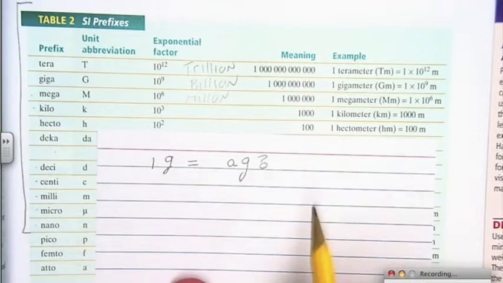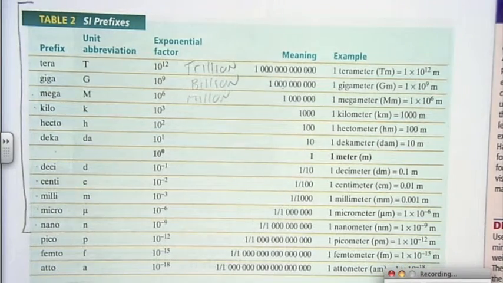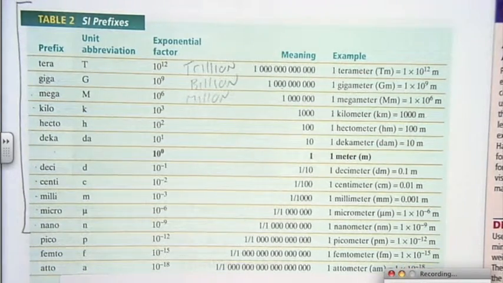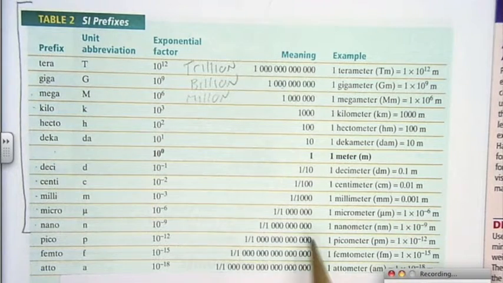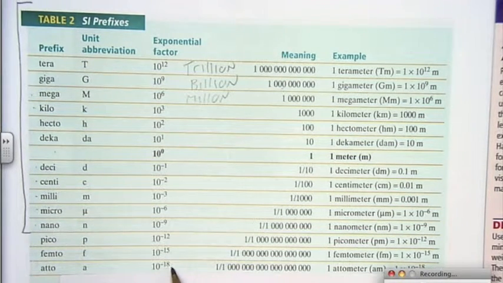Okay, so here's how we do it. We look at our chart. Here's atto right here. Oh my goodness. Atto equals 10 to the negative 18, or 1 over that insane number.